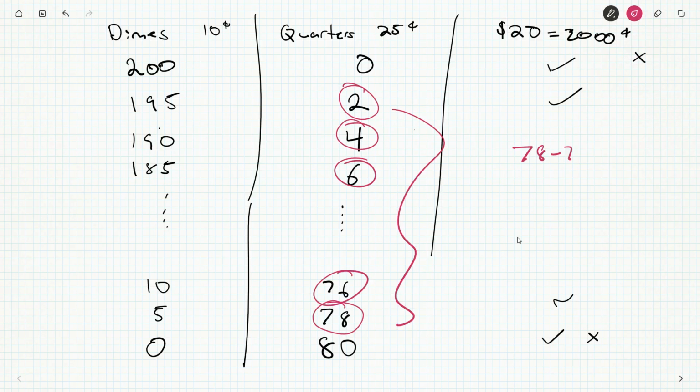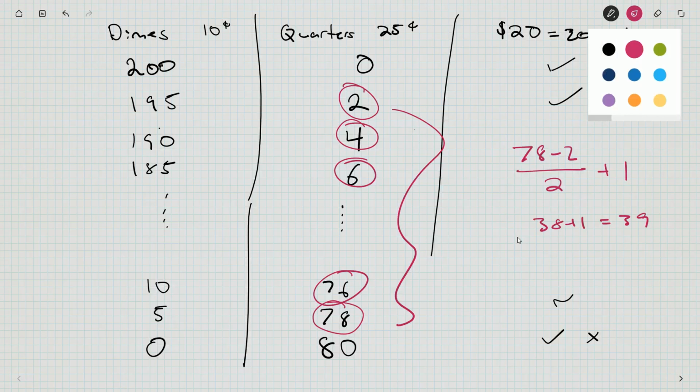So I'd say it's 78 minus 2. Divide by 2 because we only want even numbers, and then add 1 because we're subtracting off 2. We need to include this little 2 fellow here. So it'll be 76 divided by 2. That will be 38. So 38 plus 1. There's going to be 39 ways to do it.